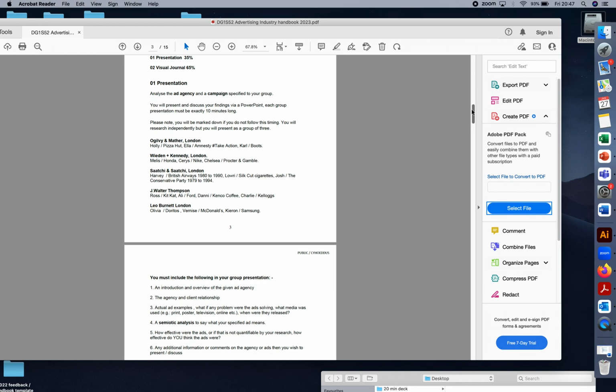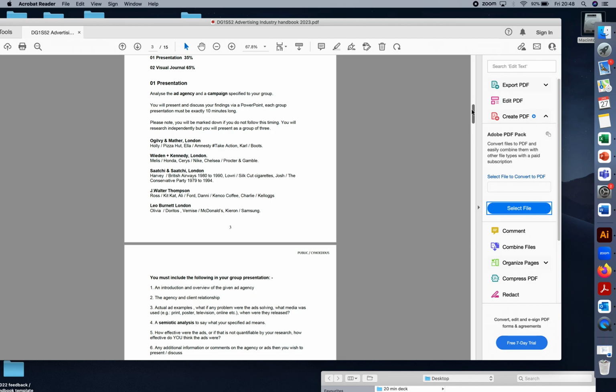Then there's a list of agencies and a list of brands. So each person in that group will be responsible for their own brand. So again, like you did before Christmas, have maybe 2 or 3 intro slides on the agency themselves, and then you can talk about the actual content. So it could be print, it could be out of home, it could be, if there's a motion ad, show it.